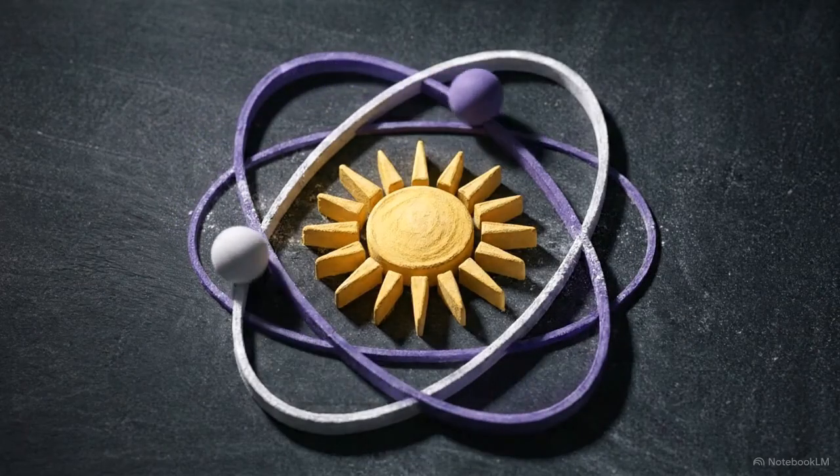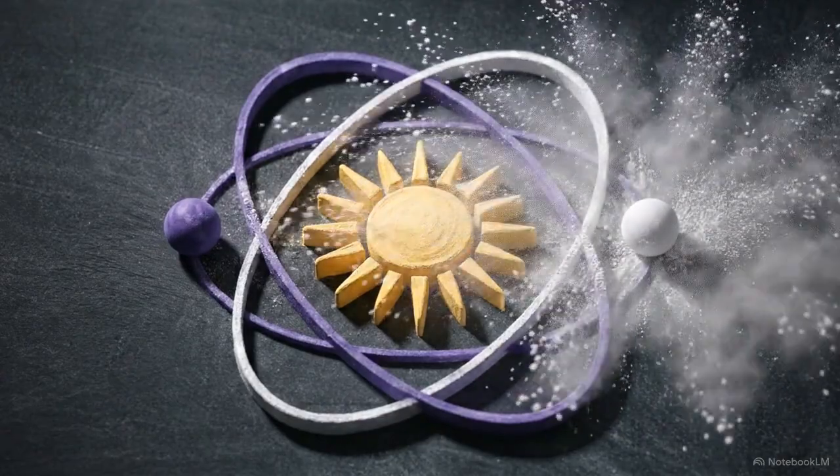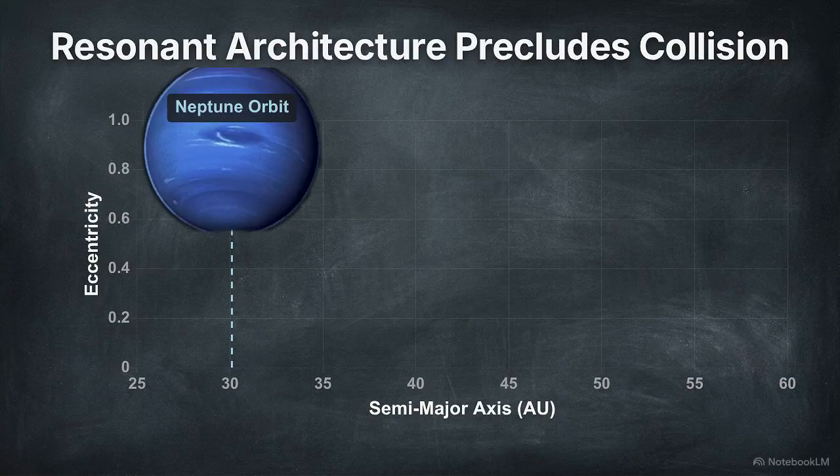These objects complete exactly 2 orbits for every 3 completed by Neptune. High eccentricities bring their perihelion inside Neptune's orbit, yet they never collide. Being mathematically phase-locked ensures they are far from Neptune during closest approach. This resonant architecture repeats. At 47.9 AU, we find a second vertical spike, the 1 to 2 resonant TNOs.